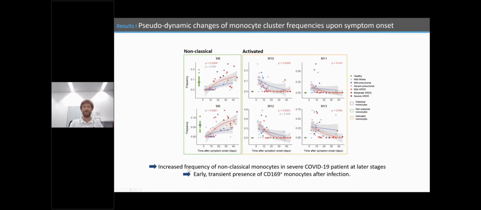So clearly there was an increased frequency of the non-classical monocytes in these more severe patients. That's the red line. You can see how there's a strong increase. While if you look now at the CD169 positive activated monocytes, you can see that early on after symptom onset, you have a high frequency, but then that is transient, and that then the frequency is actually reduced over time.